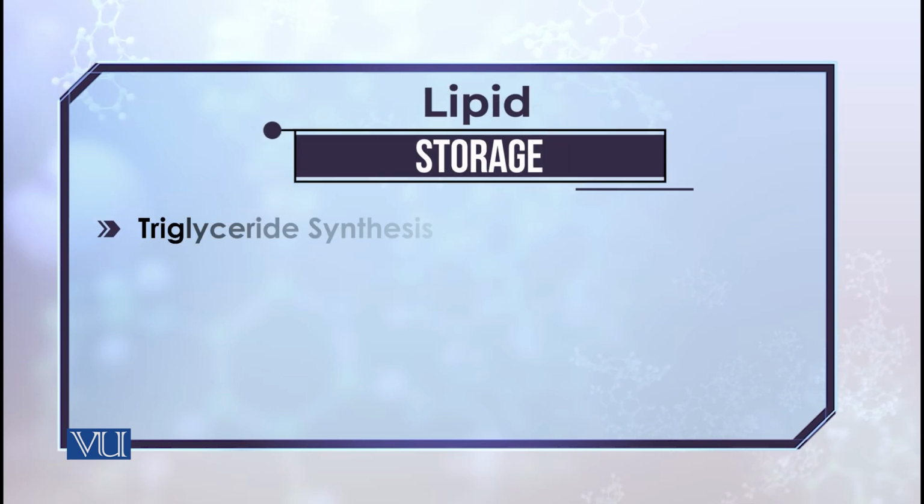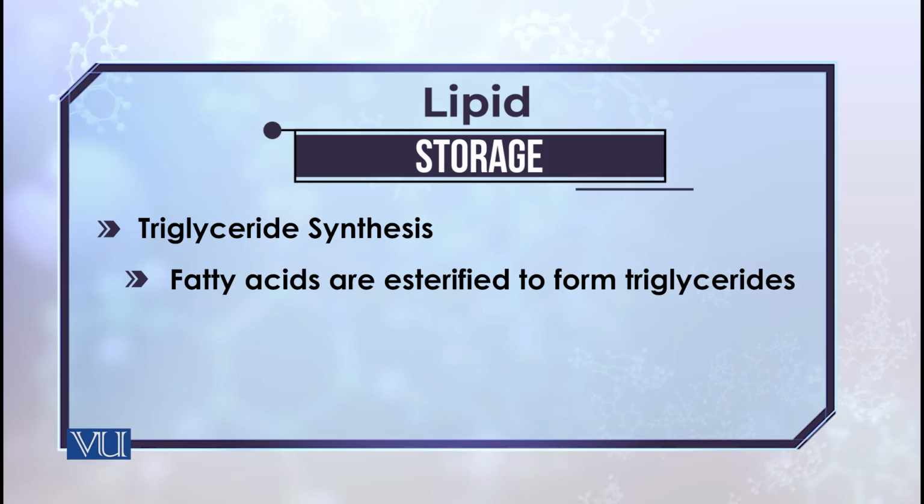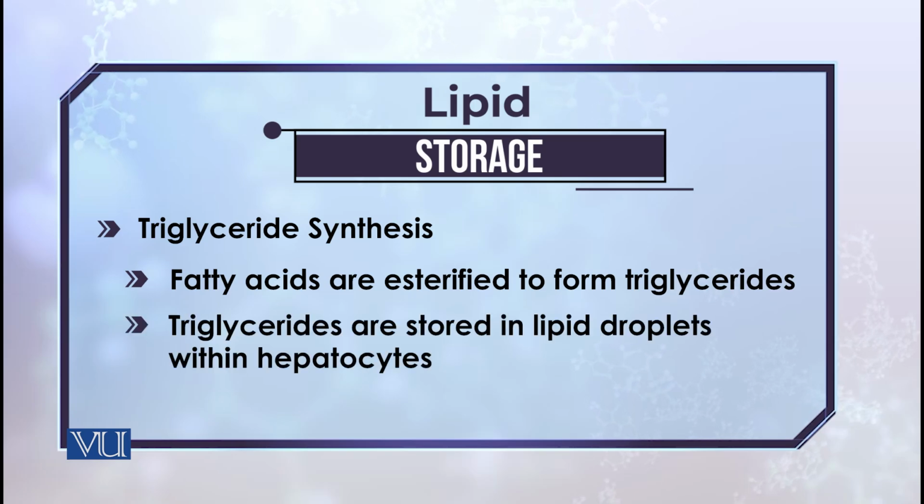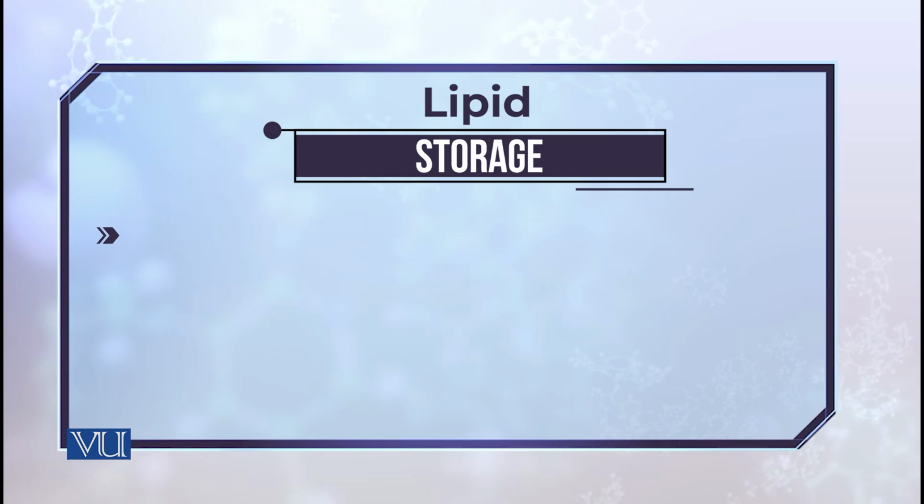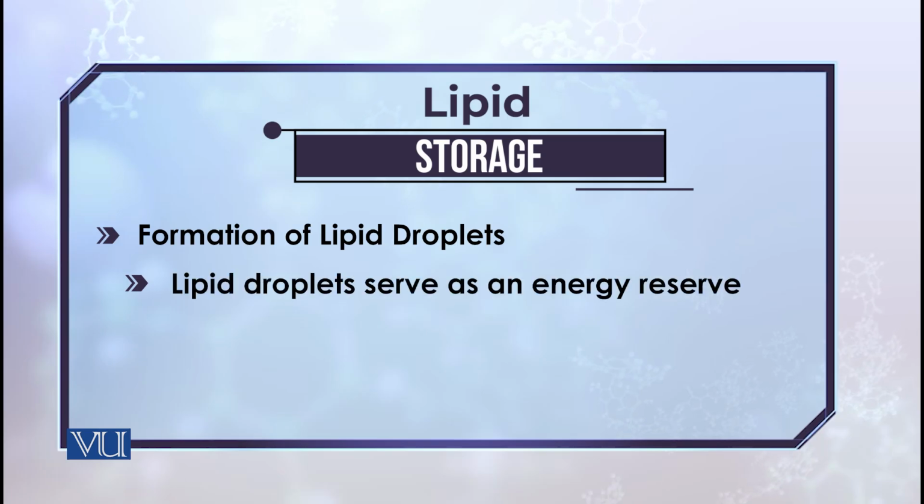The fatty acids in the liver, during their process of metabolism, are esterified, giving rise to the formation of triglycerides. These triglycerides are stored within the liver cells known as hepatocytes, in the form of lipid droplets. In that way, the liver plays a vital role in storing lipids. Of course, you know that lipids are the most potent energy-yielding molecules. So the liver's role in storing the lipids or fatty acids is of utmost importance.